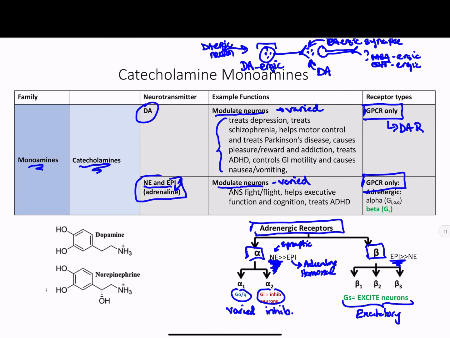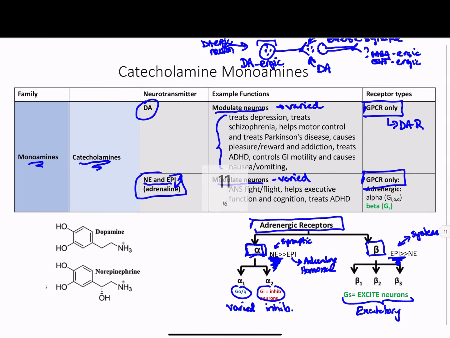So these alpha receptors are going to be preferential for norepinephrine. The beta receptors are preferential for epinephrine, so it won't be really surprising to you to see that these beta receptors are going to be on a lot of organs that are activated hormonally by adrenaline release. So I'm going to say systemic activation.